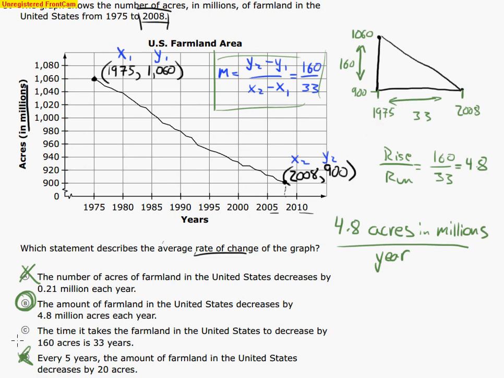This is a very tempting answer, except for the fact that it leaves out that this is really counting in millions. So if it had said 160 million acres in 33 years, then that would be a good answer. But they're just trying to trick you.